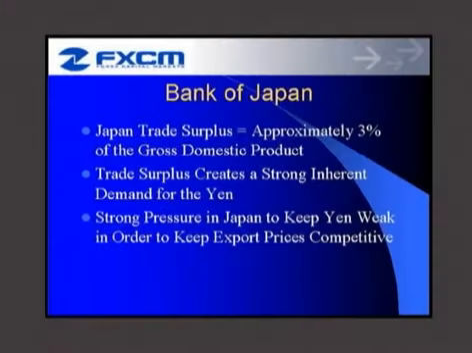Now, in Japan, there is a tremendous trade surplus, as we discussed earlier, because we all have products that are made in Japan for the most part. This trade surplus equals approximately 3% of Japan's gross domestic product, or GDP. And having a strong trade surplus creates an inherent demand for the yen. Think about it this way.